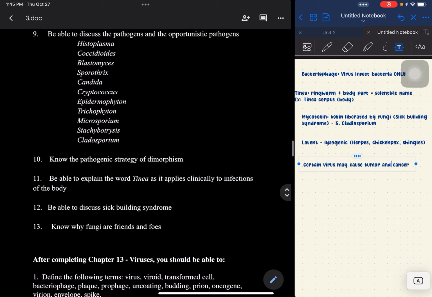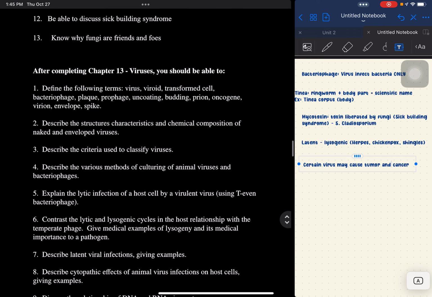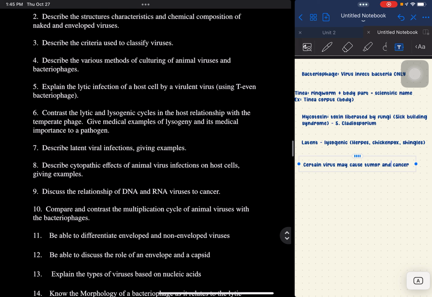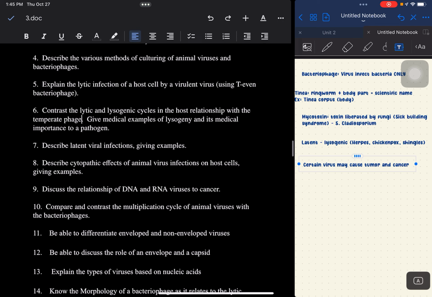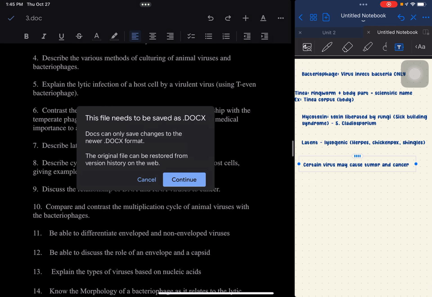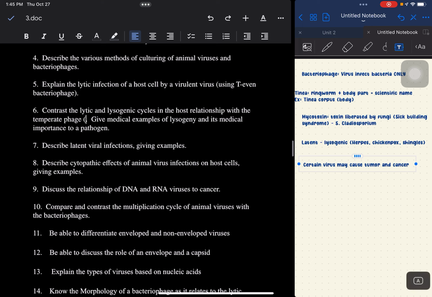Number 6 on the virology section, and you were just kind of talking about this: contrast the lytic and lysogenic cycles in the host relationship with the temperate. Oh, temperophages, okay. I didn't really talk about temperophages, although another way to say temperophage is prophage. It's the piece of DNA that gets put into that cell forever. So the lytic cycle is the replication cycle of the virus, right? And every single virus that replicates usually means death of the host cell at some point.